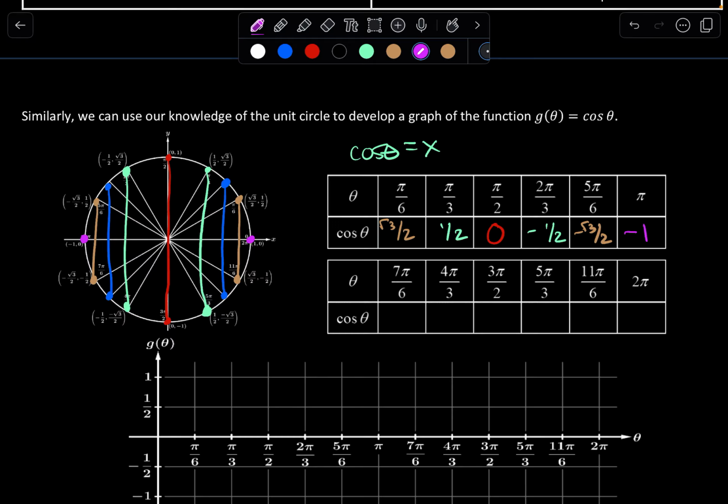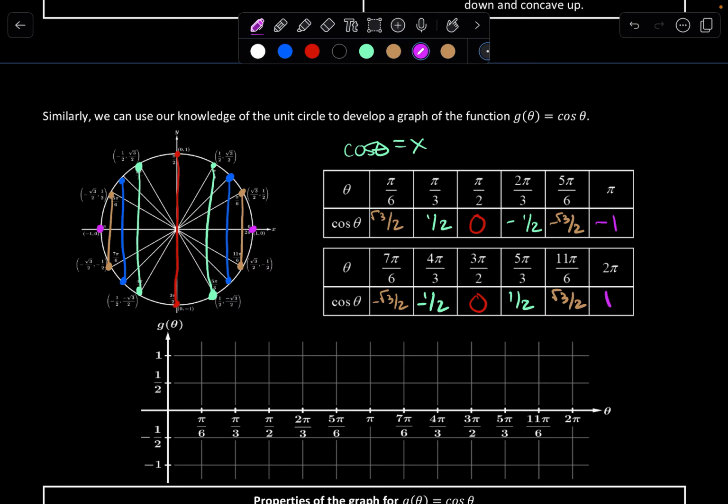Now we're going to start coming back, okay? So now we're on the tan, we're coming back towards the y-axis, so negative root 3 over 2. And then we're coming back to the odd green, so negative 1/2. And now we're back to the y-axis for 3 pi over 2, so 0. And now we're in quadrant 4, which is where cosine is also positive. So now we'll have positive 1/2, positive root 3 over 2, and then positive 1, which is where we started.